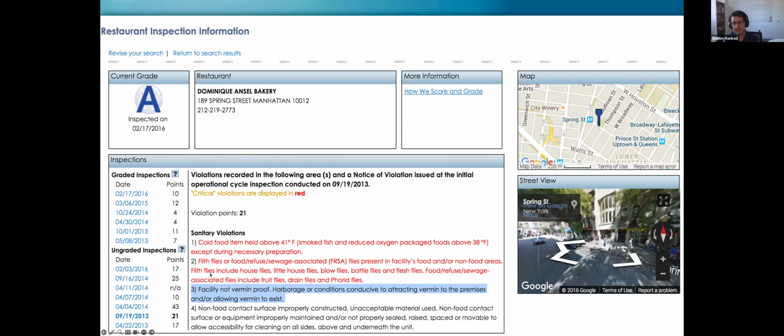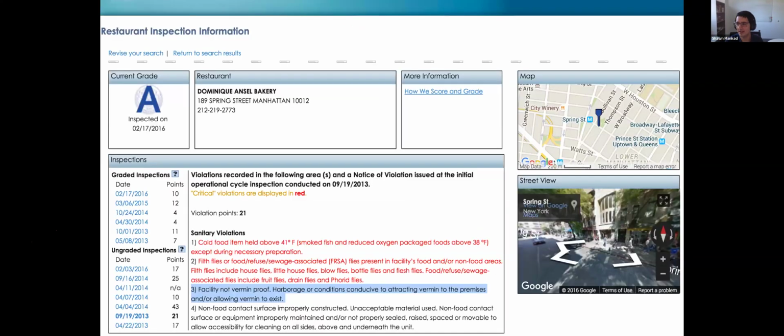And interestingly, the inspector did say, I highlighted it in blue here at the bottom, the facility is not vermin proof. There are conditions that might be attractive to mice and rats and that kind of thing. And so they should watch out for that, right? But there was no actual problem at the time. And obviously it turned into an issue.